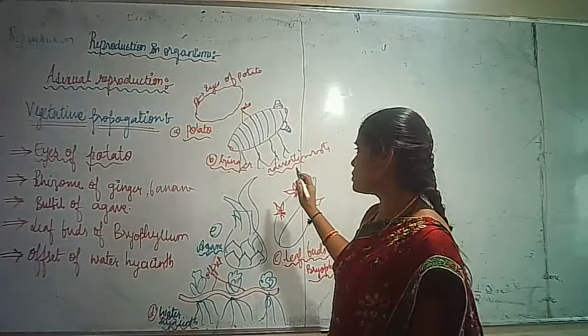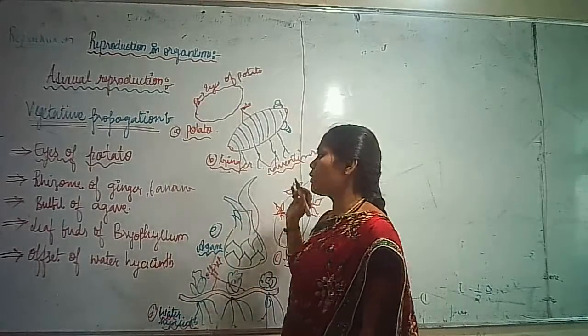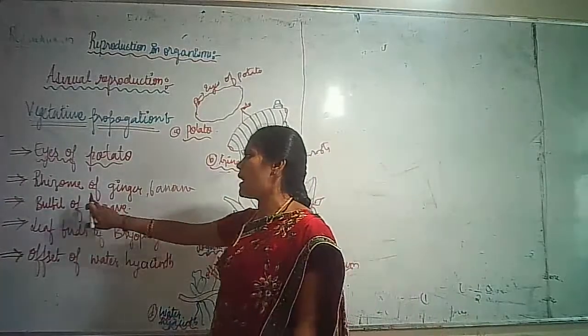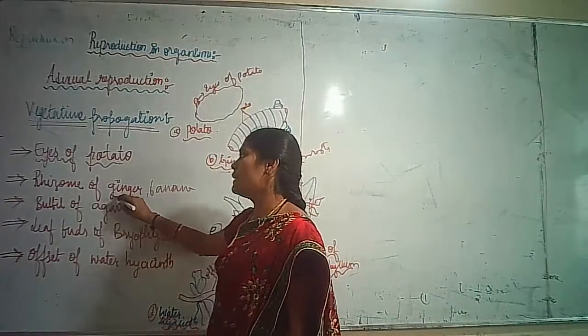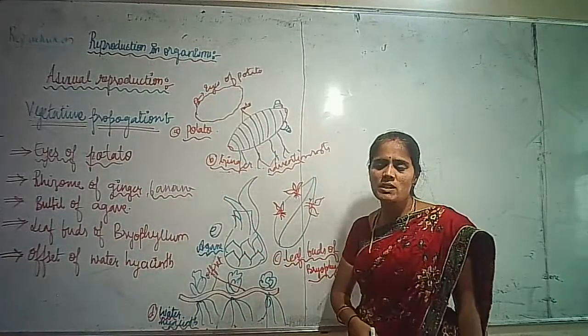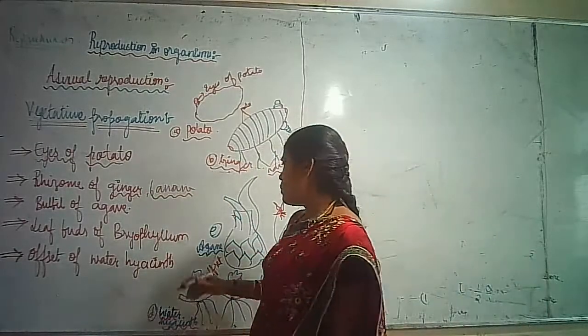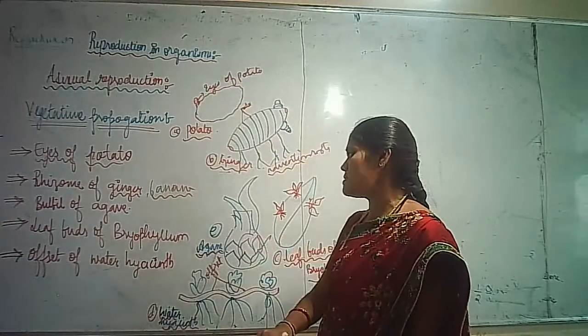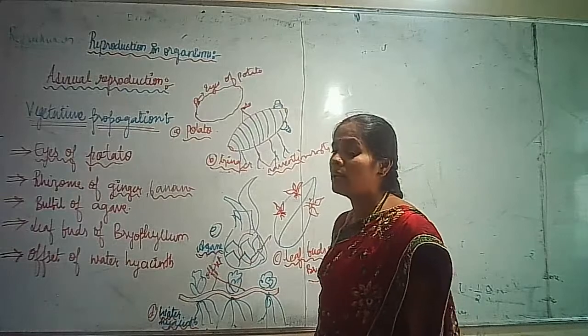So what is the vegetative propagule? The vegetative unit of ginger is a rhizome. Not only in ginger, in banana also, the rhizome is a vegetative propagule. What about the agave? This is the agave plant. If you remove this, it is called a bulbil.